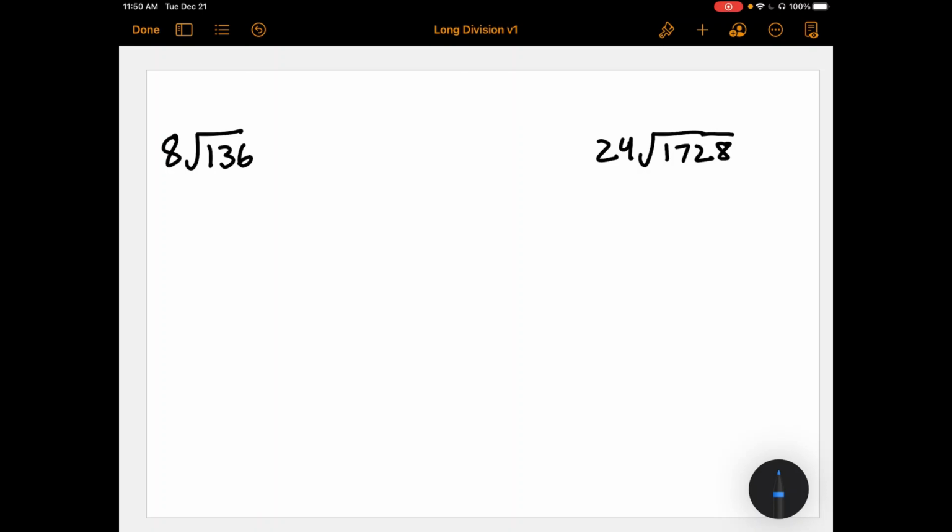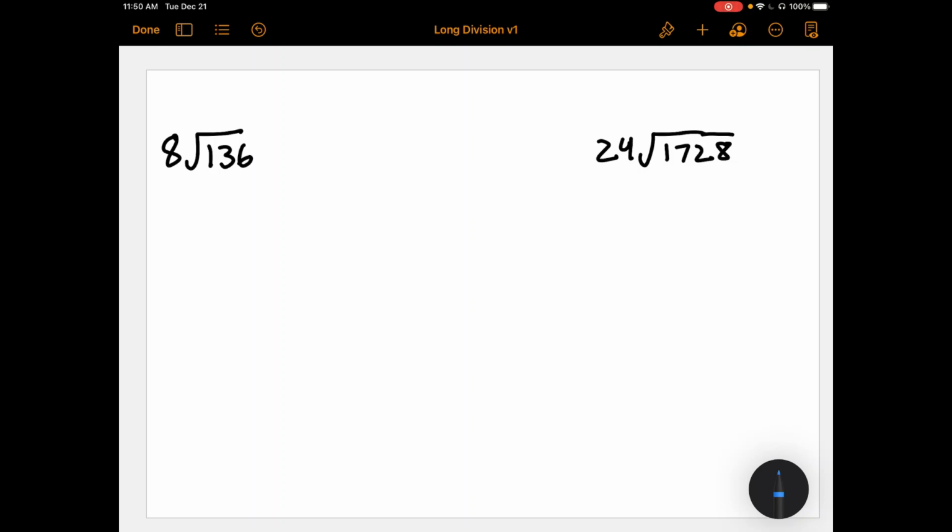In this video, we'll be doing two long division problems. Our first one is 136 divided by 8. To begin this problem, we should see how many times 8 goes into our first number, which is the number 1. As we can see, 8 is bigger than 1, so it cannot go into that number at all.